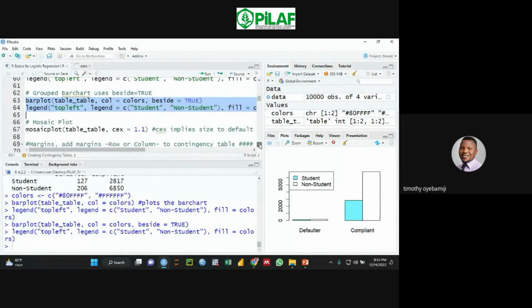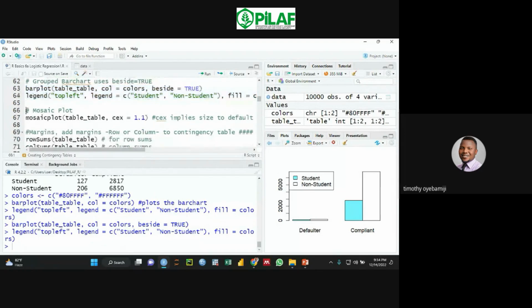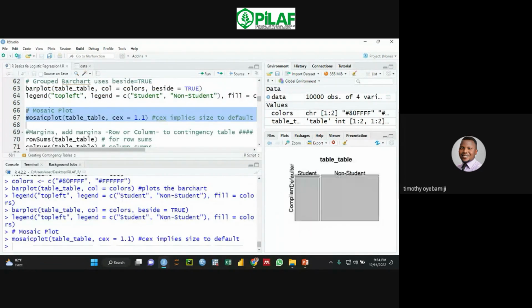The other way of representing this is the mosaic plots. The mosaic plot is also a very simple, straightforward command, and it just shows like an area plot and gives the appropriate proportion for all the categories.